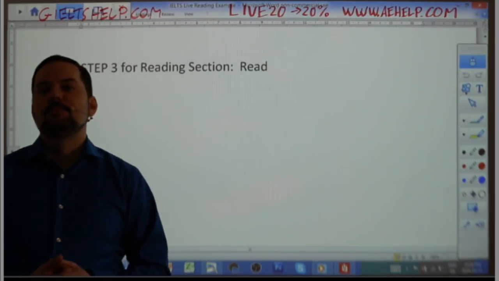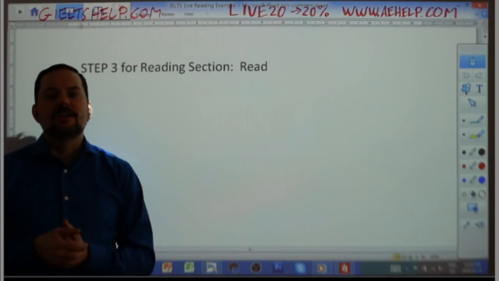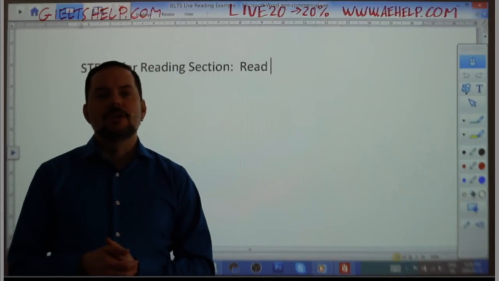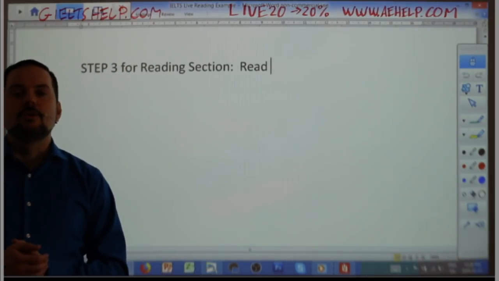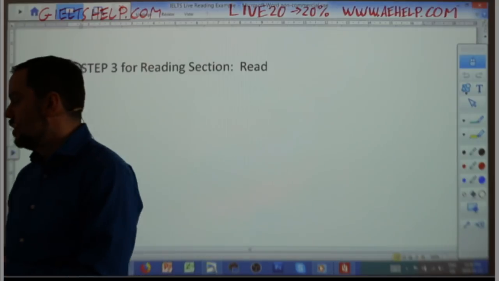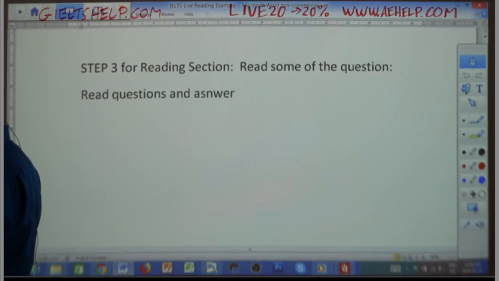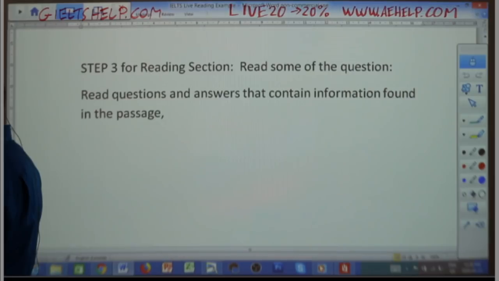Hike says no. Right. Again, I keep teaching everybody this strategy. Do not read all of the questions and answers. There's a very important rule why you don't want to read all of the questions and answers. So read some of the questions. And what I mean by read some of the questions is read questions and answers that contain information found in the passage.